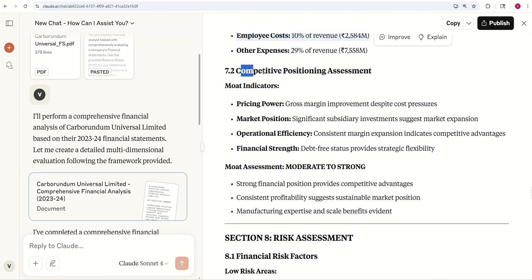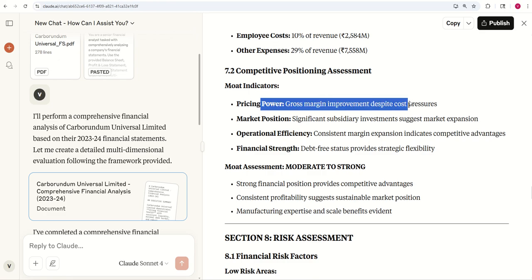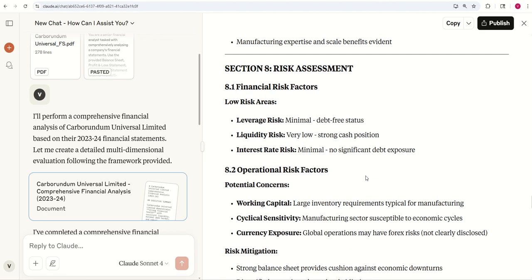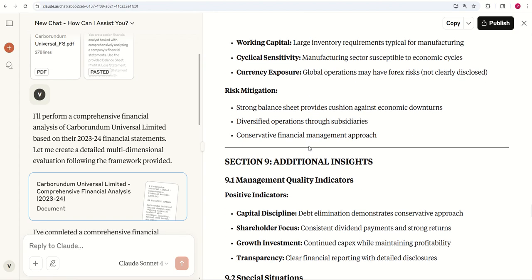Then I have asked about the competitive positioning and whether there is a moat. It says pricing power, despite cost pressure, there is an improvement in gross margin, which means it is able to pass on the price rise to its customers. And in terms of moat assessment, it says it's moderate to strong. Then what are the risk factors? Financial risk, what is there? Whether it is minimum, high, all that is captured here.